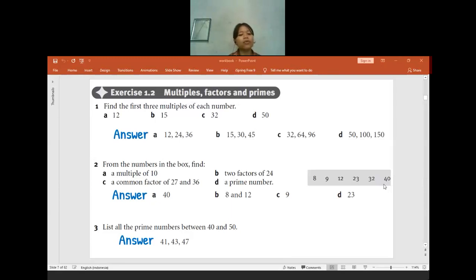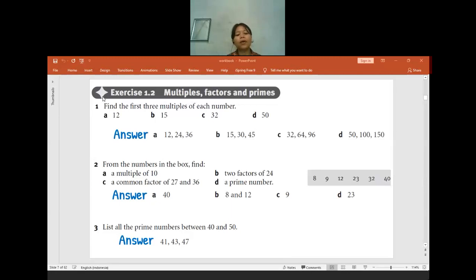Is there anything confusing from question 2? Is there anything confusing? No? Okay. If nothing is confusing from question 2, I will move to question 3. I know question 3 is not the homework.